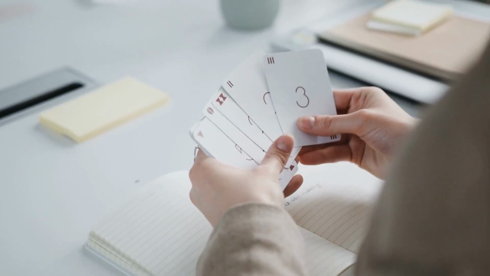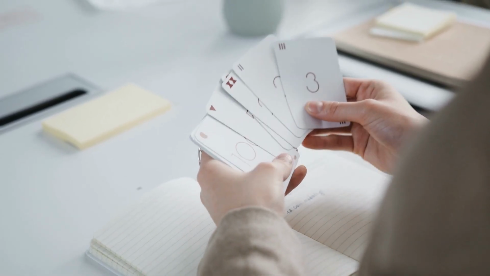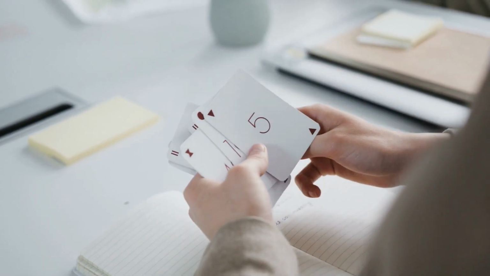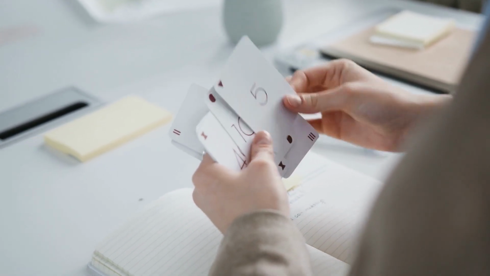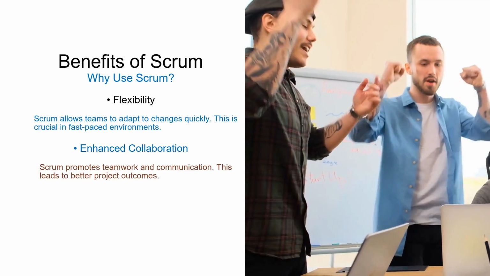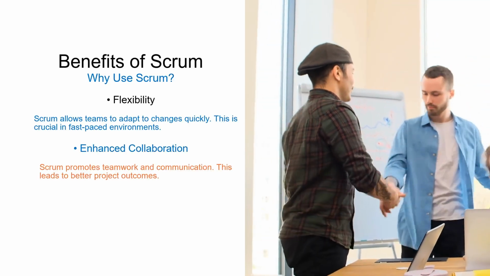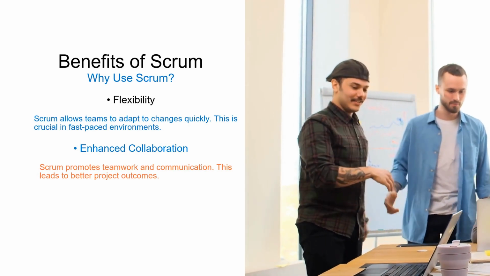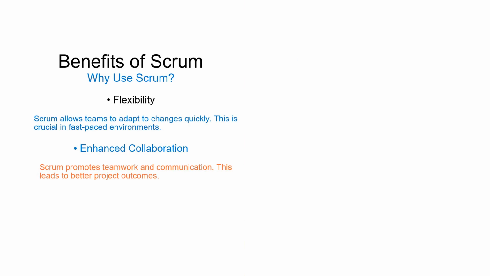Scrum consists of several key events, including sprint planning, daily stand-ups, sprint reviews, and retrospectives. These events foster communication and continuous improvement. Using Scrum provides numerous benefits, including flexibility and enhanced collaboration among team members. These advantages are vital for success in Agile project management.